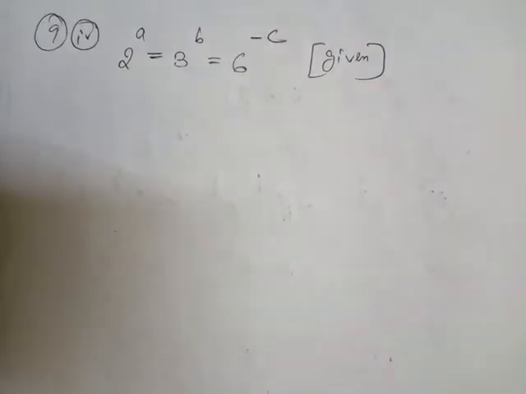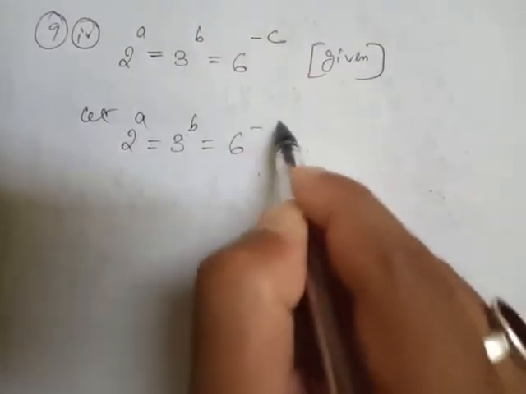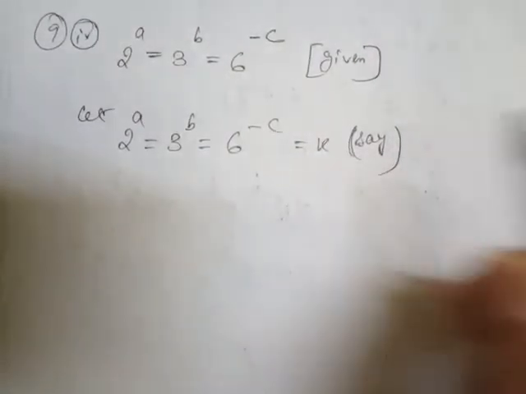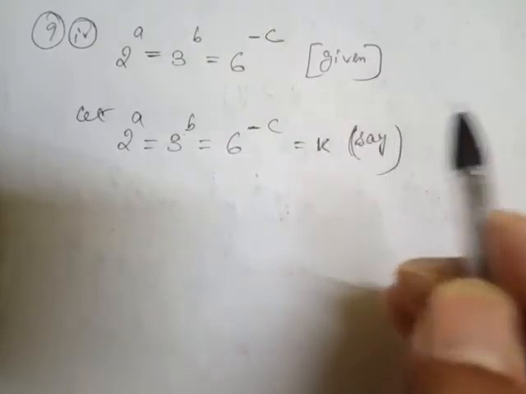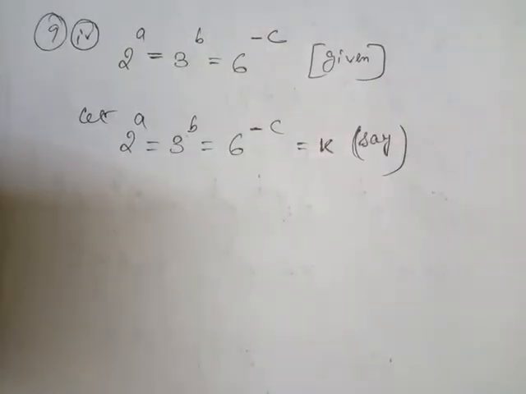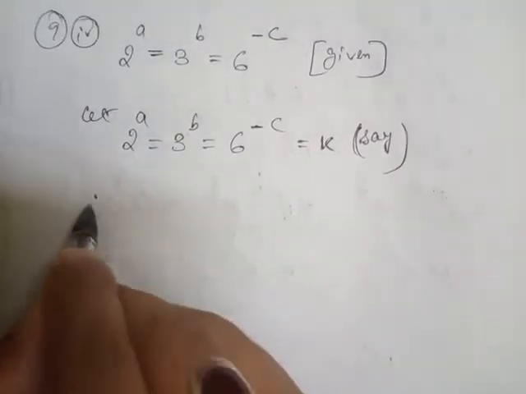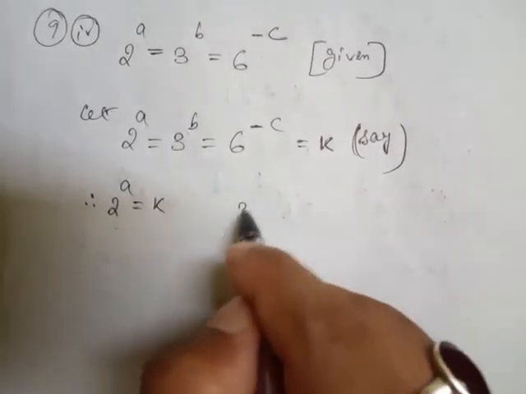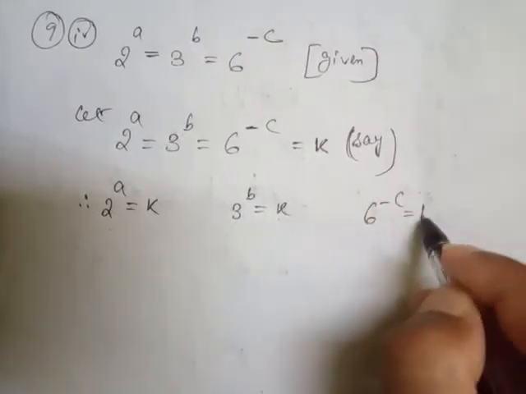Now after that we'll start here: let 2 to the power a equal to 3 to the power b equal to 6 to the power minus c equal to k, say. I am writing k here, but you may take x, y, z, or m, n, p, anything. Now the next step: therefore 2 to the power a equal to k, then 3 to the power b equal to k, then 6 to the power minus c equal to k.